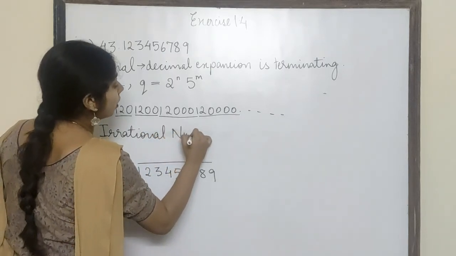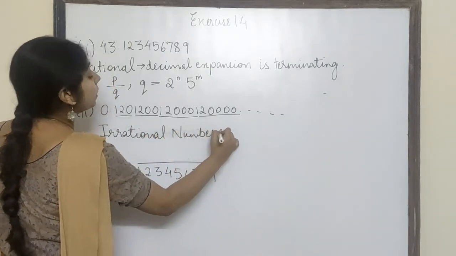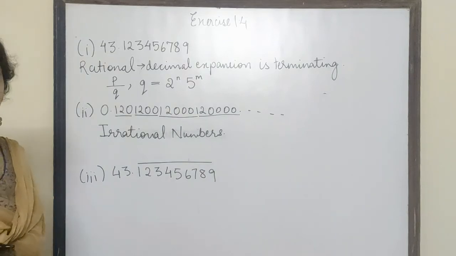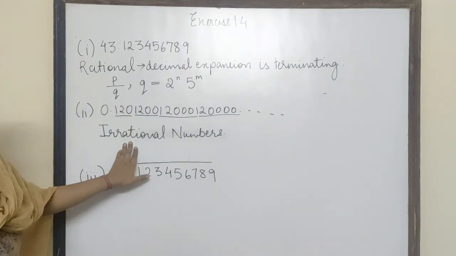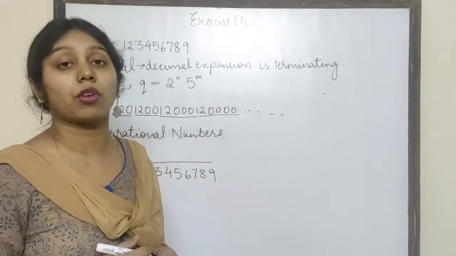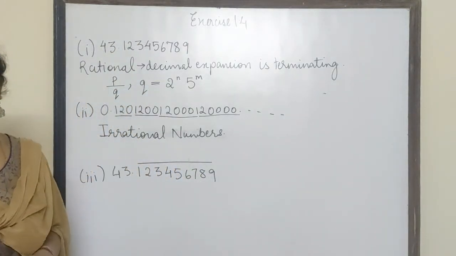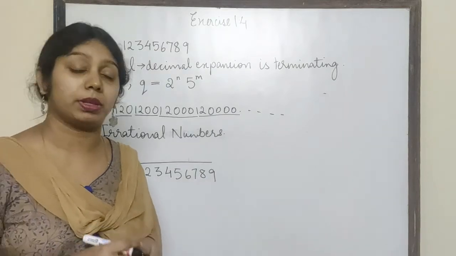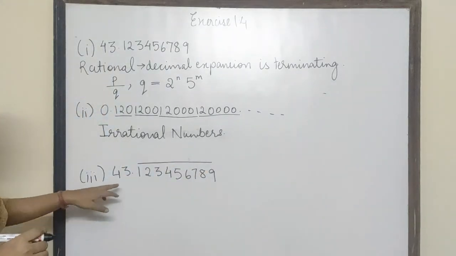These types of decimal expansions we see in irrational numbers only. And if it is an irrational number, then there is no question of writing it in the form of p by q, because irrational numbers are not denoted in the form of p by q.